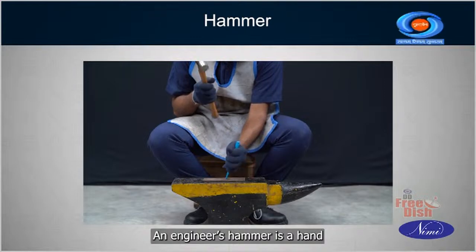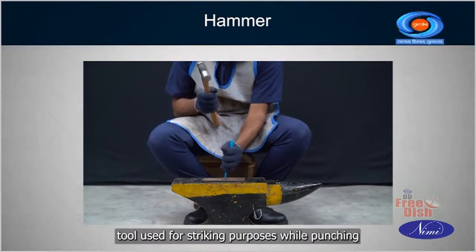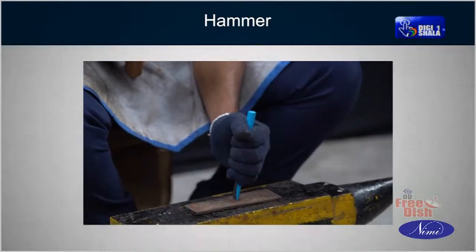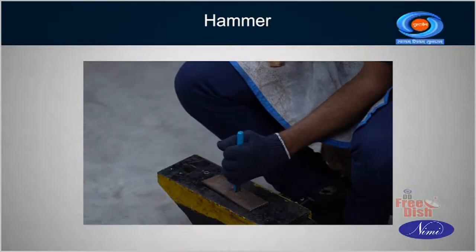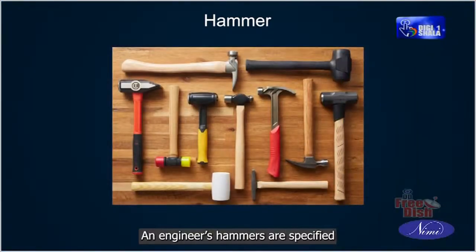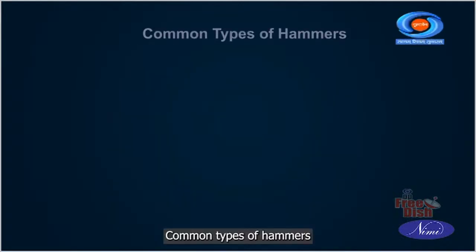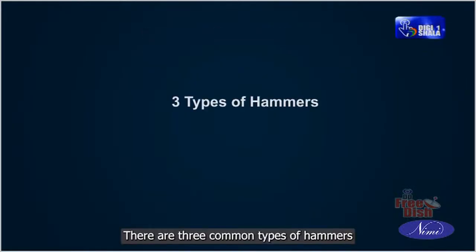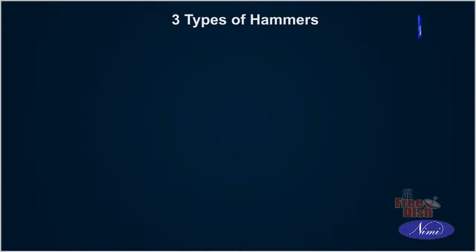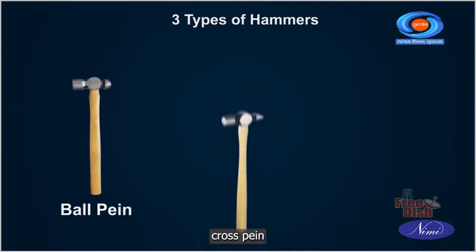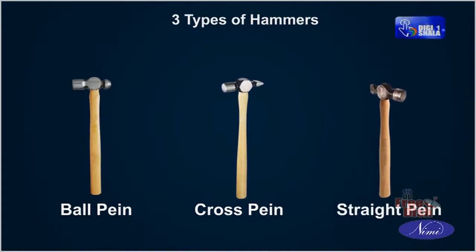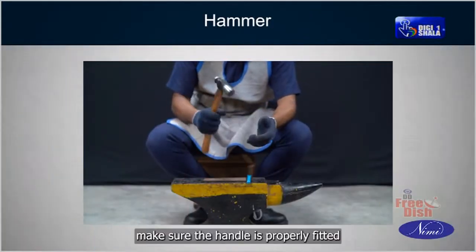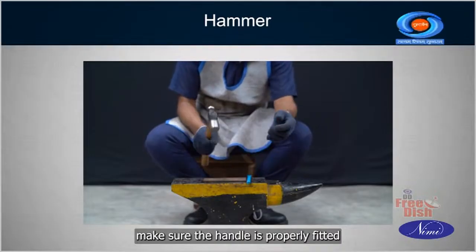An engineer's hammer is a hand tool used for striking purposes while punching, bending, straightening, chipping, forging and riveting. Engineer's hammers are specified by their weight and the shape of their pein. Common types of hammers. Based on pein or head, there are 3 common types of hammers: ball peen, cross peen, straight peen. Before using a hammer, make sure the handle is properly fitted.